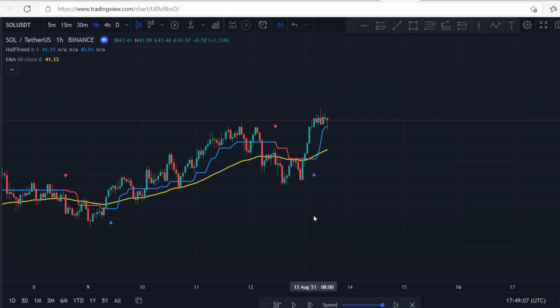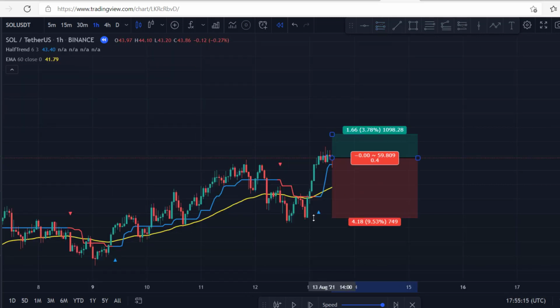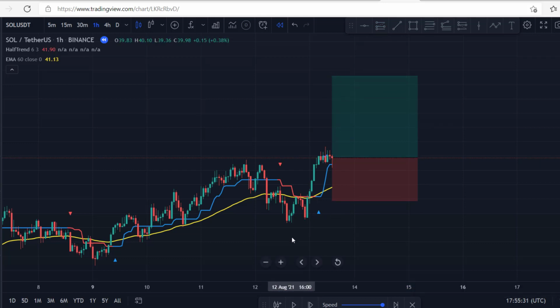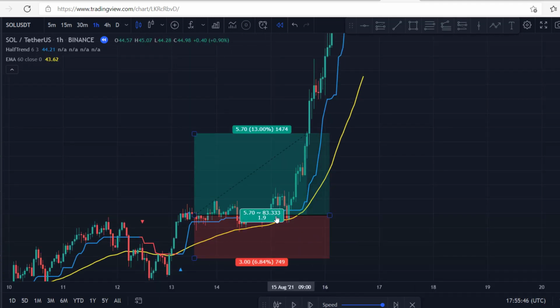Here is another trade. Here we have the blue line and a few candles have closed above the exponential moving average, so we enter a long position, put the stop loss at the previous swing low, and take profit is 2 times the stop loss, and let the trade ride on. As you can see, we have another 13% win.